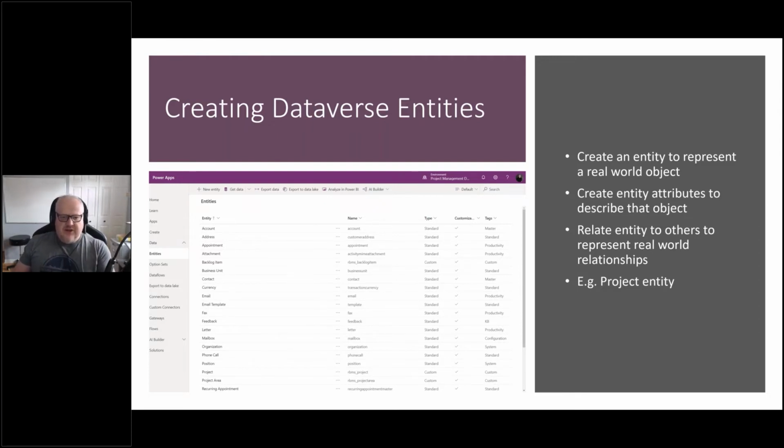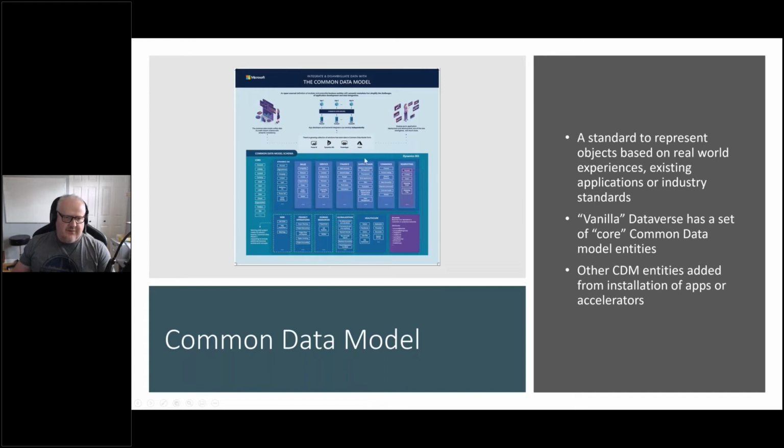Now, a lot of this I mentioned earlier, when I talk about Dataverse, about the common data model. This is something you can find on GitHub. It's maybe kind of hard to see, but it's a poster. What this shows is a listing of those out of the box tables that exist. And it's a standard that represents those real world objects. And a lot of this has been built following industry standards or best practices.